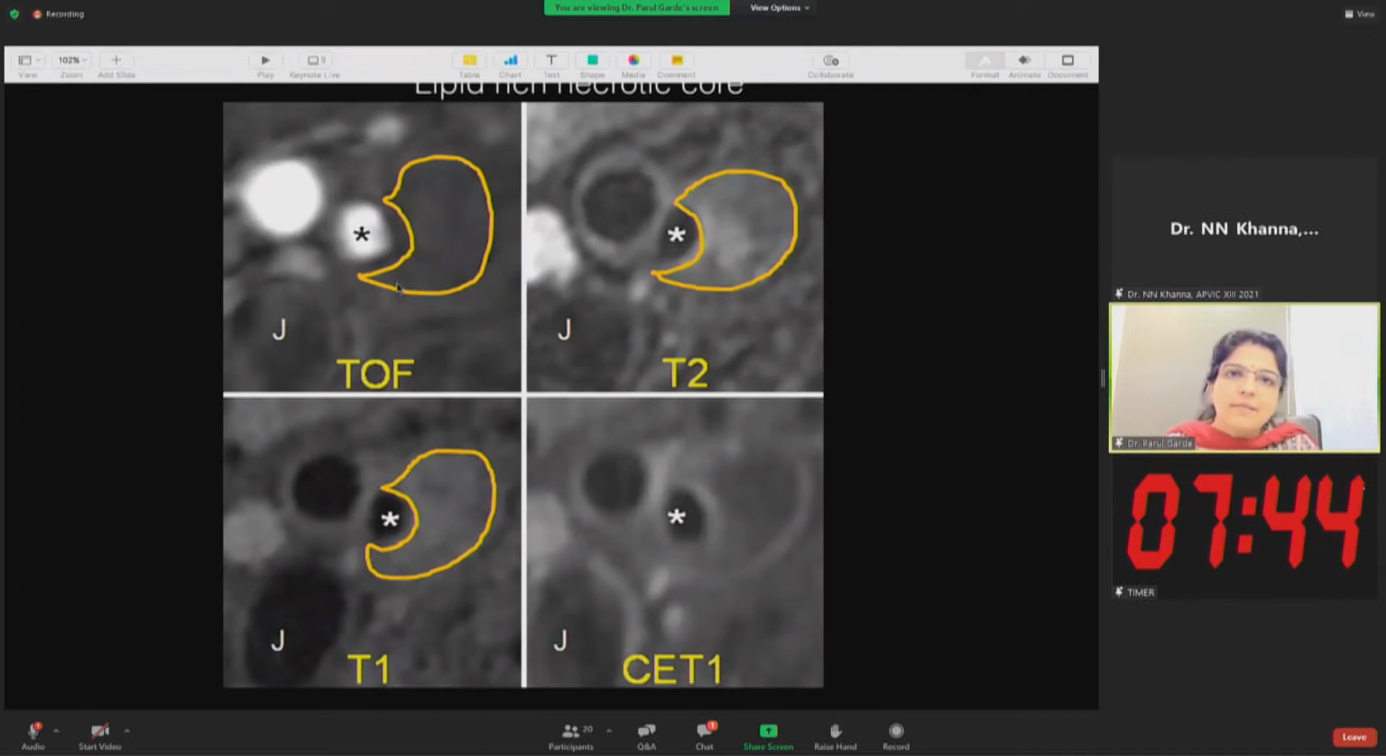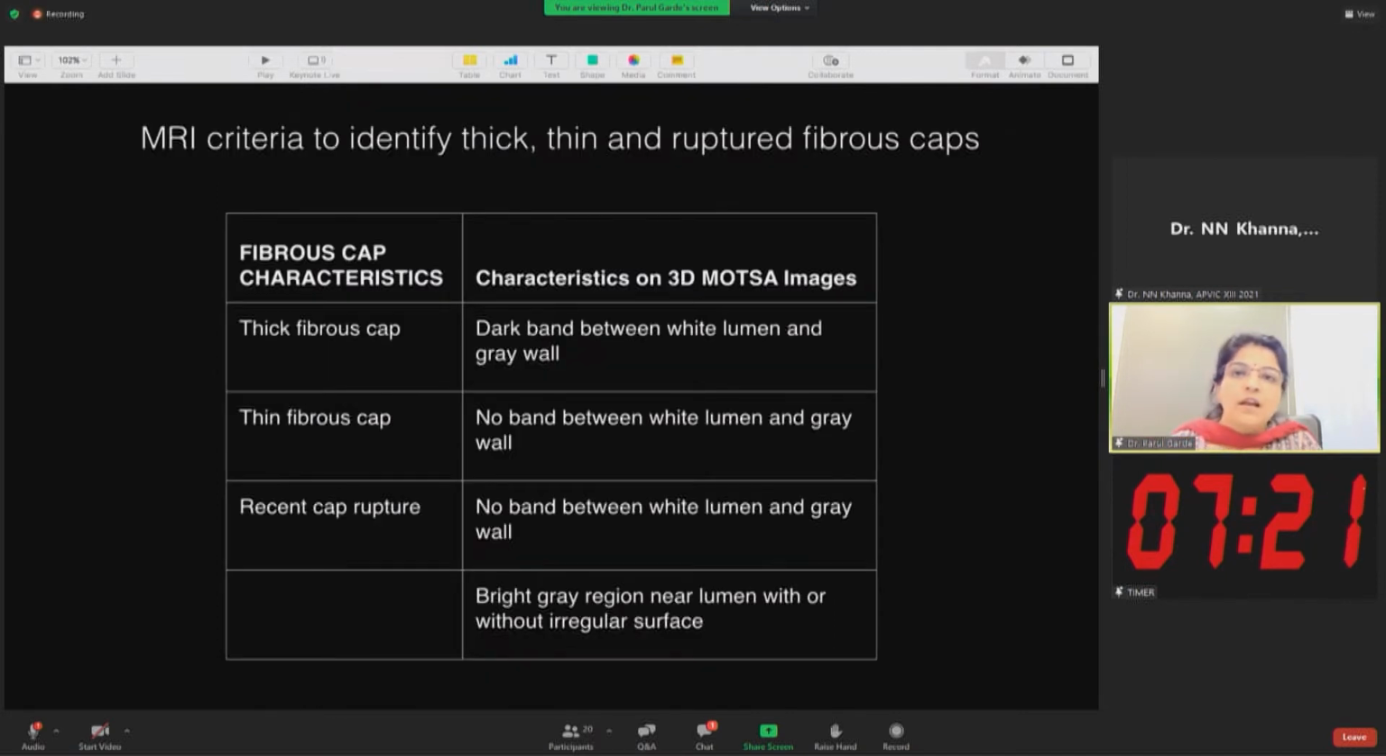This is an example of a lipid-rich necrotic core. The lipid-rich core would be slightly bright on T2, but iso to slightly hypointense on T1. What would be diagnostic is the contrast-enhanced scan: the lipid core would not enhance. However, the fibrous cap would be seen enhancing. So this is a typical example of a lipid-rich plaque.